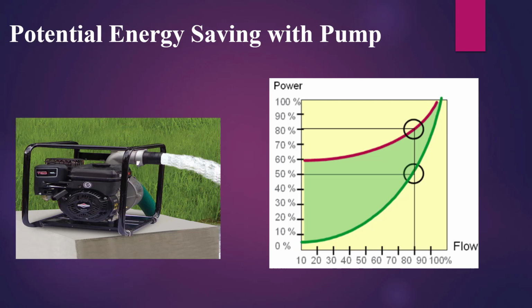Providing 80% of the flow causes the pump to consume 80% of the power. Providing 50% of the flow causes the pump to consume 65% of the power. Remember the affinity laws we saw at the beginning of this course? Power is proportional to shaft speed, cubed. Although this is an irrigation example, the same principle applies to other pumping systems.